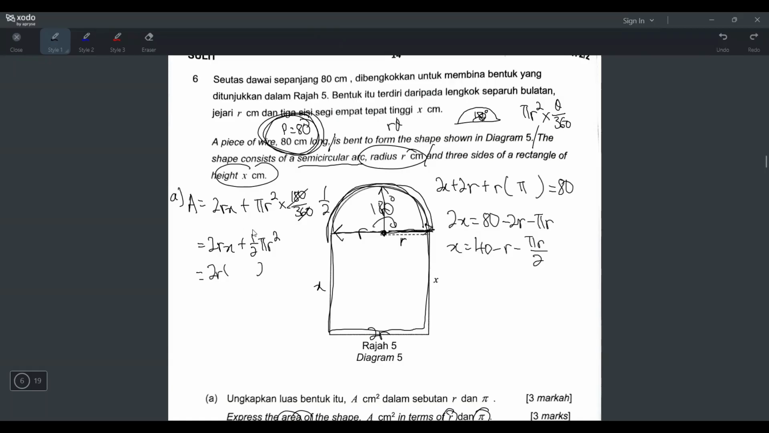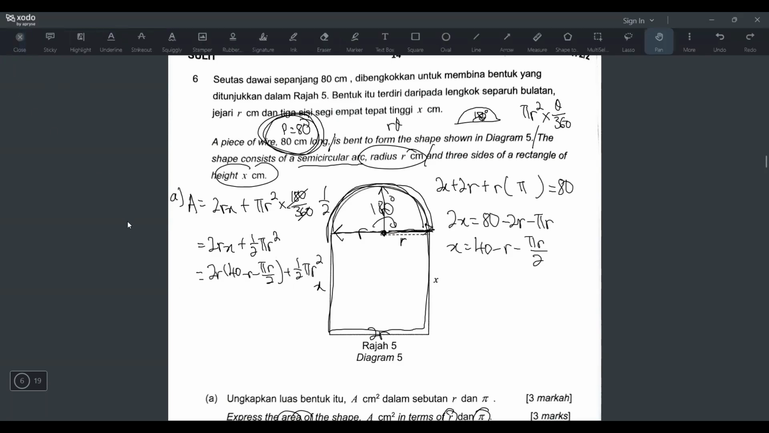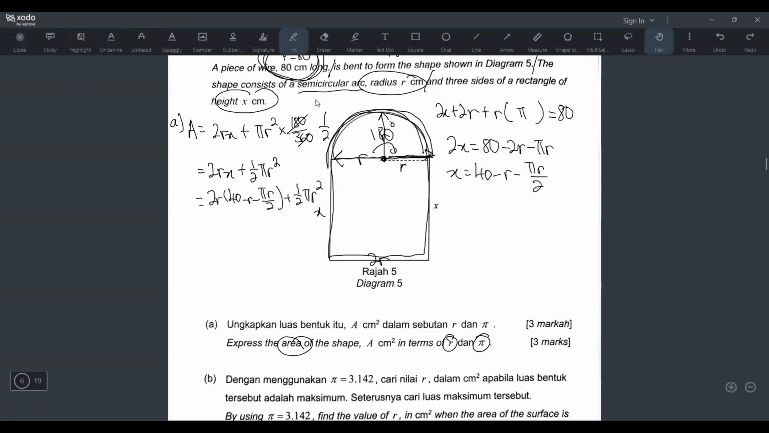So when you substitute inside, you will write 2r, bracket, 40 minus r minus pi r over 2, close bracket, plus 1 over 2 pi r squared. So now you can see that your answer is in terms of r and pi, which is what the question wants here. In terms of r and pi, you see? It's good, right? But don't stop your answer here. You have to expand. How to expand is just multiply.